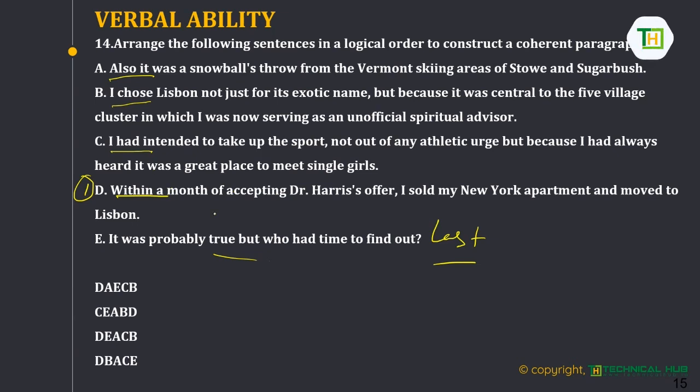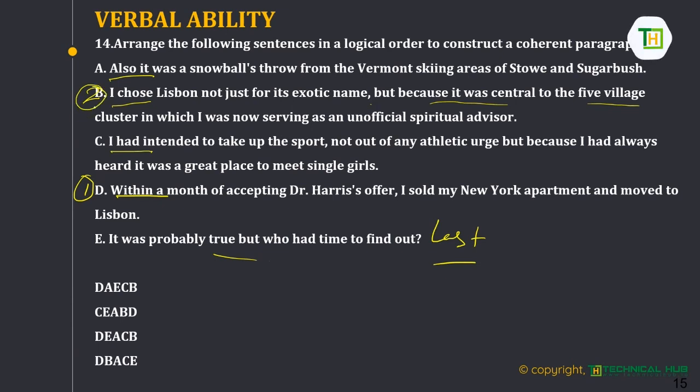Okay. So I chose Lisbon. Why has she chosen Lisbon? Not just for its exotic name, but because it was central of the five village clusters in which I was serving as an unofficial spiritual advisor. So because if he goes there, it would be nearest for him to serve there. So this is the second sentence.